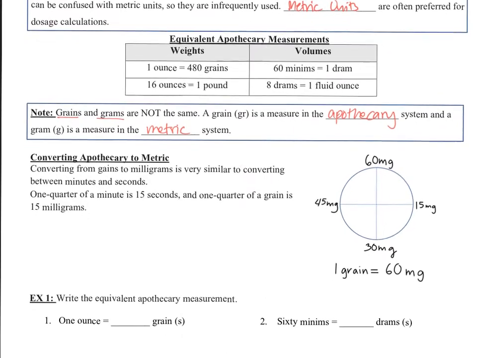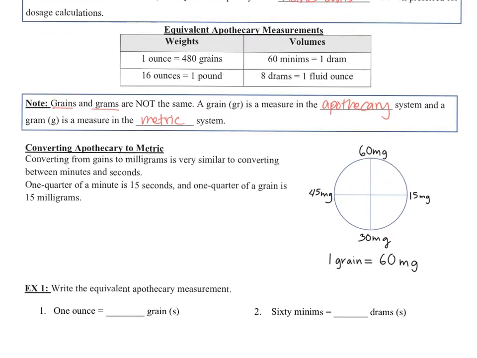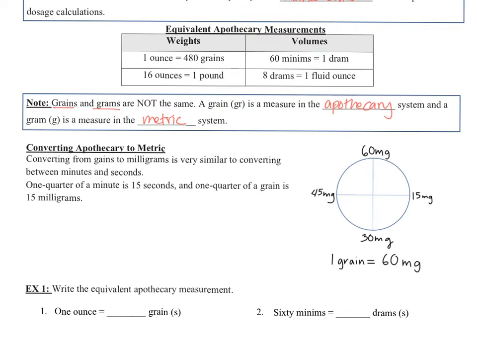Converting from grains to milligrams is very similar to converting between minutes and seconds. Alright, so where 1/4 of a minute is 15 seconds, and 1/4 of a grain is 15 milligrams. So for example, if this whole circle here is 1 grain, there are 60 milligrams in that 1 grain. Just like in 1 hour, there are 60 minutes, or in 1 minute, there are 60 seconds. Okay? So a way that you can relate them, just like you'd be converting between hours and minutes.